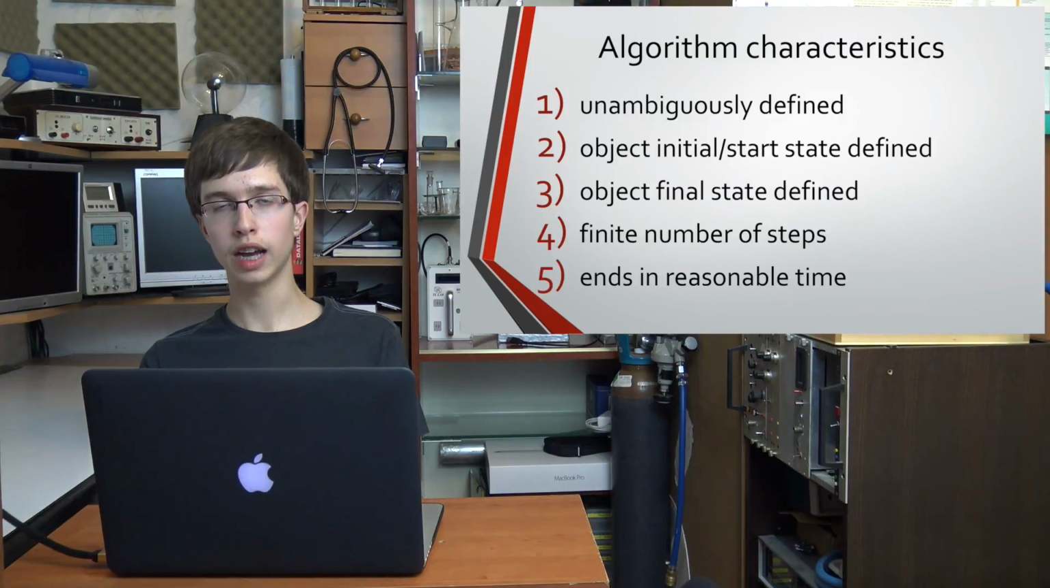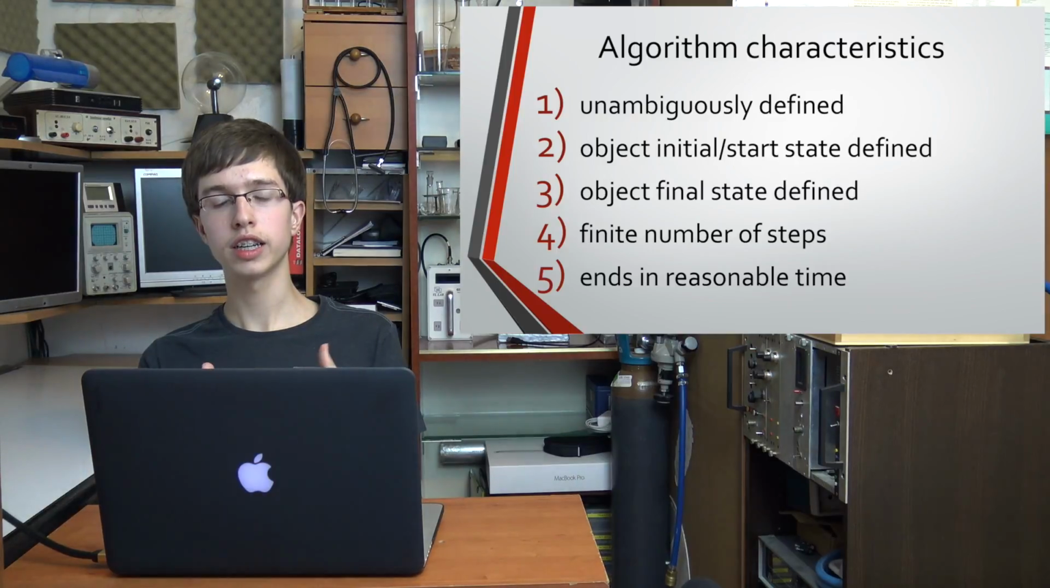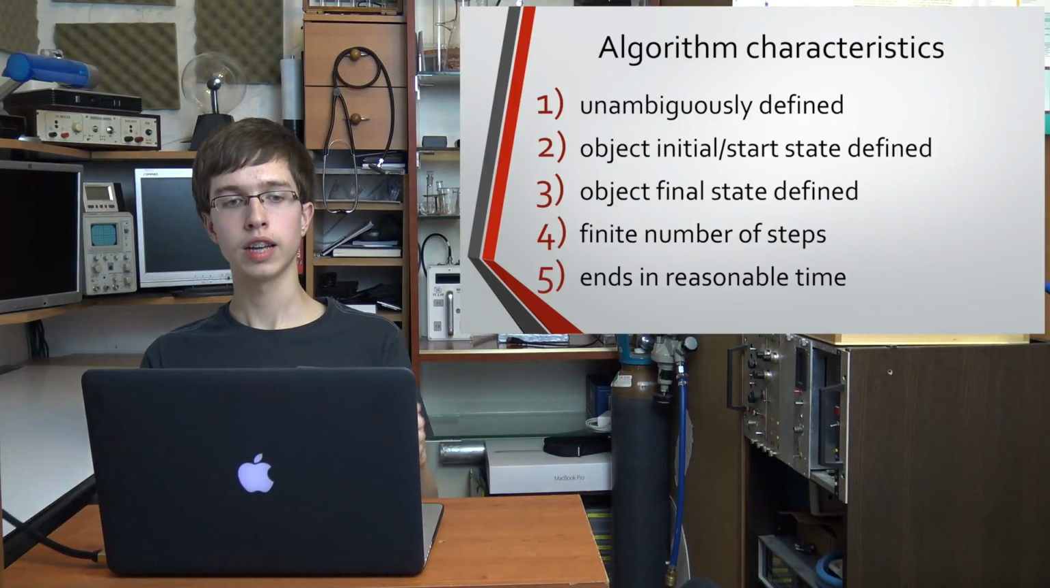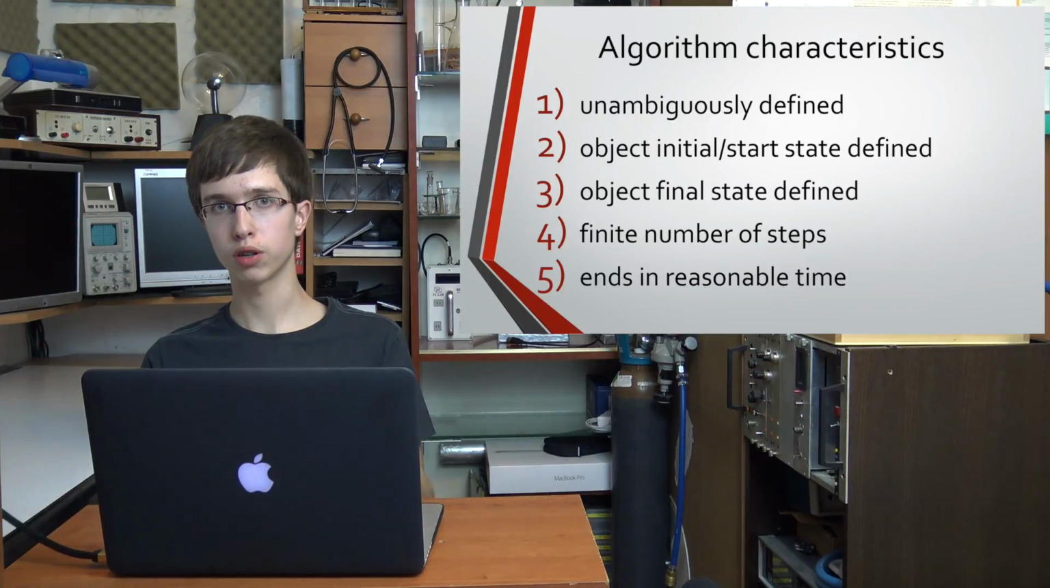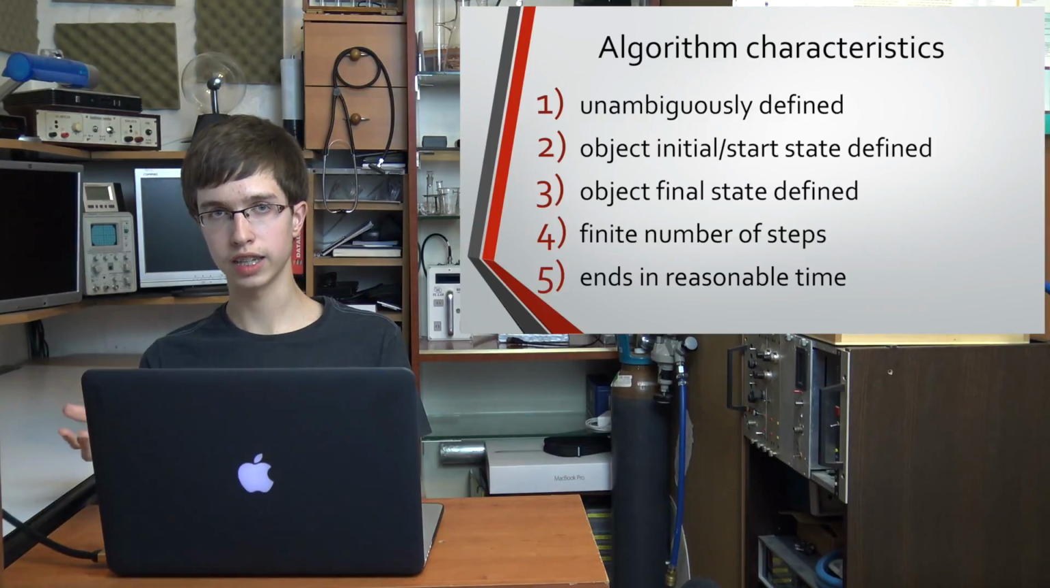Let's define algorithm by its characteristics. Firstly, algorithm has to be unambiguously defined. This means that algorithm should serve the purpose it serves for, and it should be clearly understood and defined. Now, it has to have clearly defined initial start states of objects. Also clearly defined final states of objects, also called results. Algorithm has to have a finite number of steps, and steps are those which determine operations on objects. So these operations have to be performed on the objects in order to get some final states of objects.